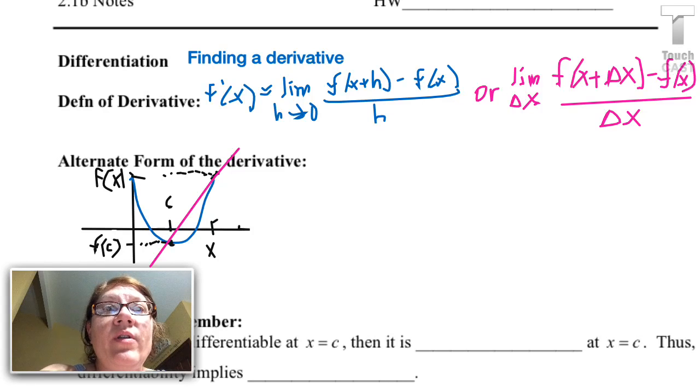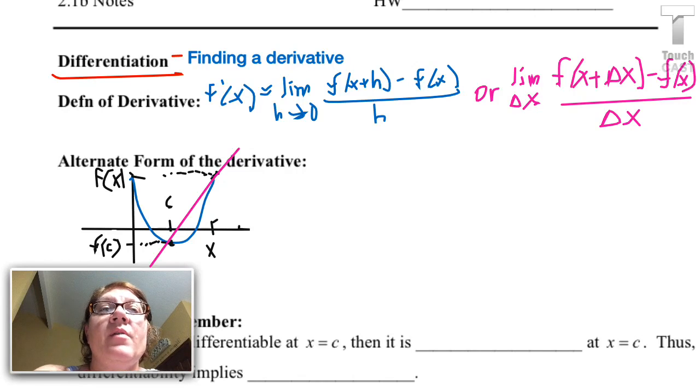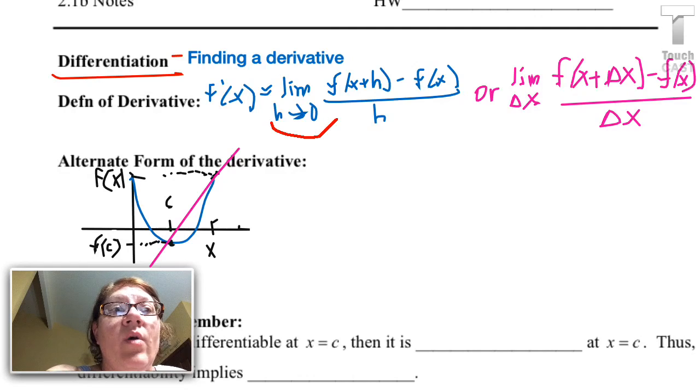So continuing on with derivatives, of course we learned this fancy word in the last section, differentiation. Ooh, we feel so smart, don't we? It means that we're finding a derivative, and in the last section we looked at two different definitions for derivative. One is where we were calling the distance between our 2 points h, and one is where we were calling the distance between our 2 points delta x.